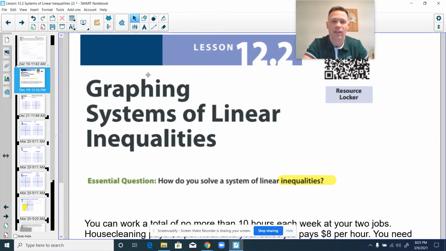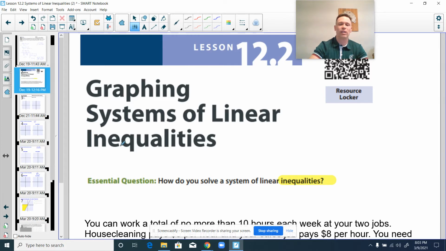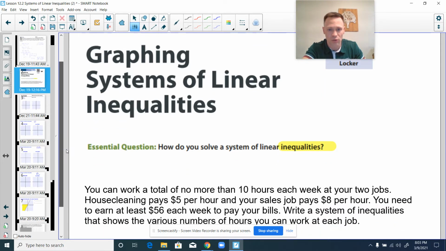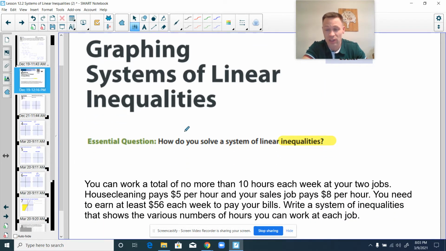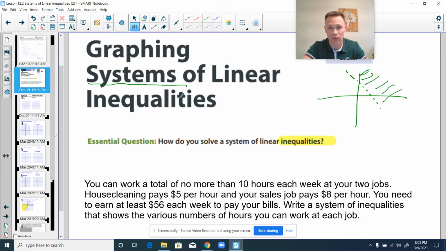All right, so let's get into the lesson, graphing systems of linear inequalities. So our essential question today is how do you solve a system of linear inequalities? So remember, when we're graphing linear inequalities, if we do just one inequality, that would be like a line that could possibly be shaded or dashed, and then we shaded one side of that line. If we have a system of those, what that means is that we're graphing those on the same coordinate plane, and now our answer will become a double shaded region.